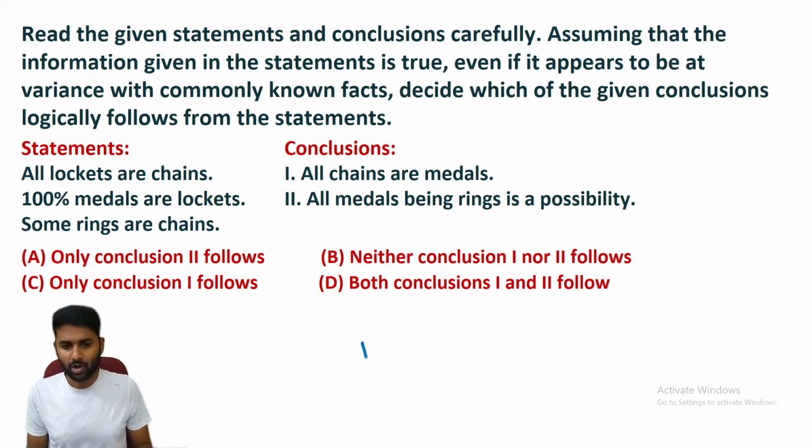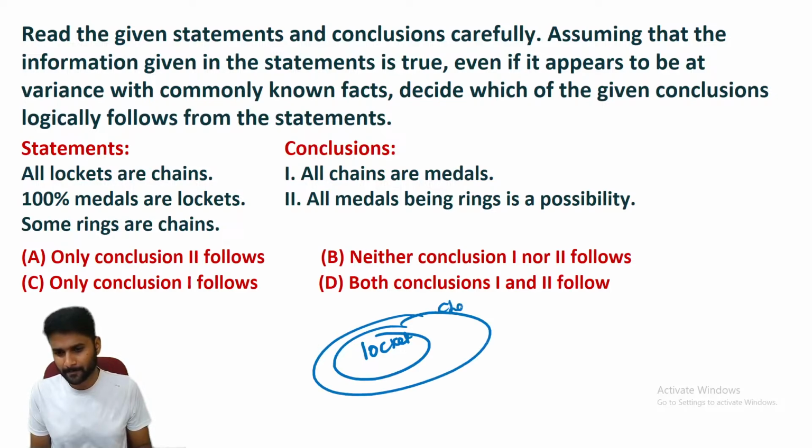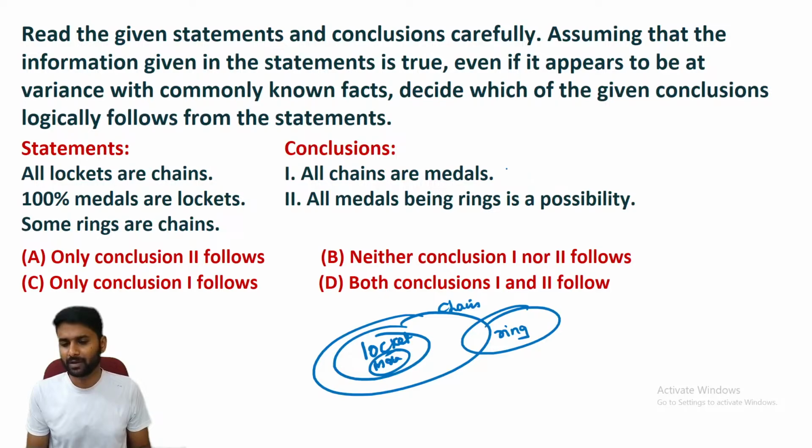Now see, all lockets are chains. All medals are lockets. Some rings are chains. This is the exact diagram. Now here the conclusion says that all chains are medals. All medals can be chains, guys, but between chain and medal we only have some relation. That's why it is invalid.